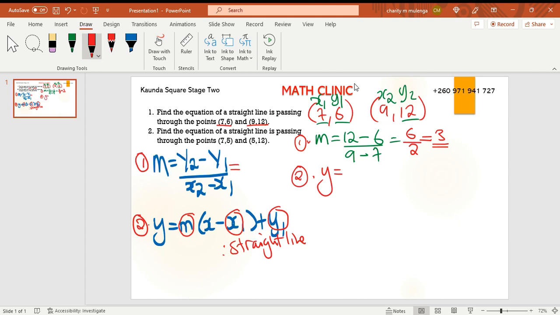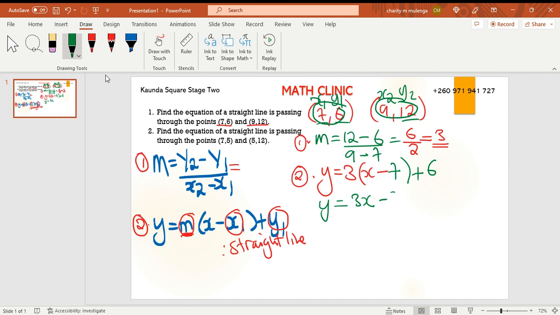So y is equal to, we found 3 as our gradient, then x minus. Now, we can choose any pair of coordinates we like. We can choose (7, 6) or (9, 12) to find our straight line. In this case, I'll choose 7 as my x1 and 6 as my y1. If I wanted, I could have chosen 9 as my x1 and 12 as my y1, but for this example, I've decided to go with the first pair. 3 times x gives me 3x. 3 times negative 7 gives me negative 21, plus 6.